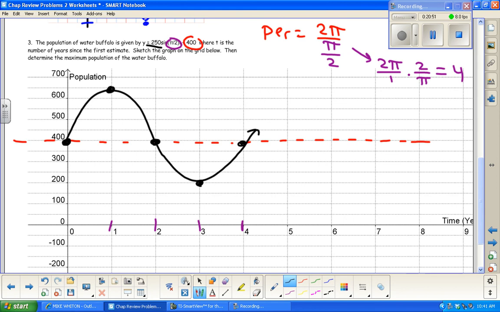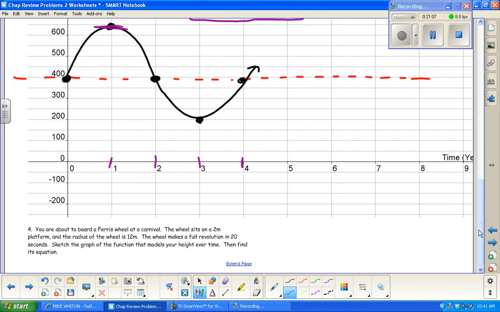And then we can use that to determine the maximum. The maximum is going to occur up here, so that would be at 650. So that was, again, very similar to the other one.